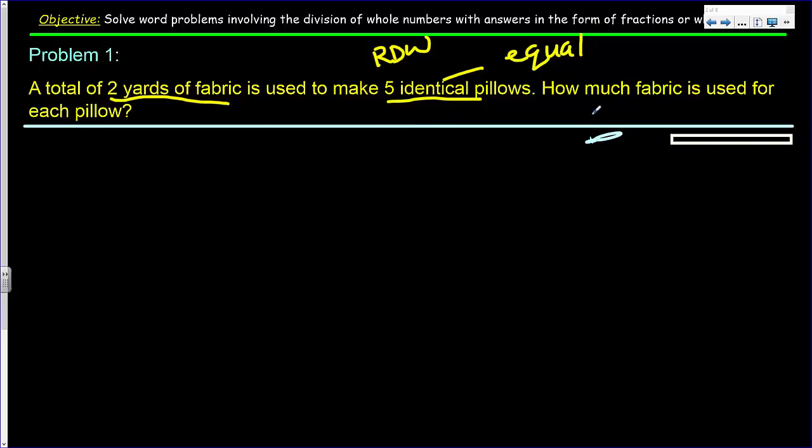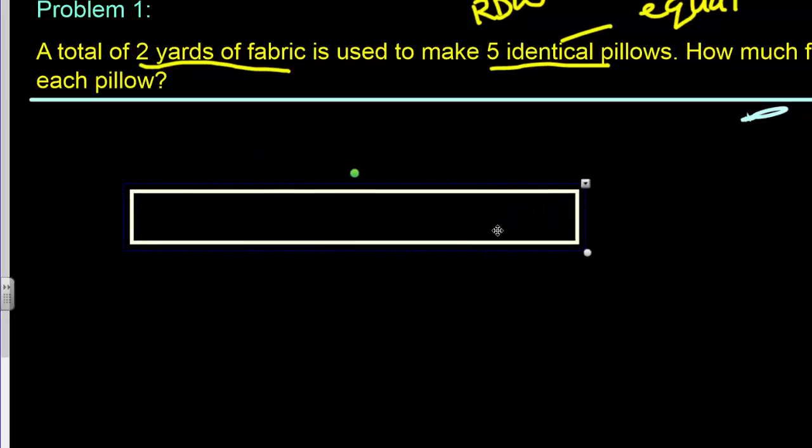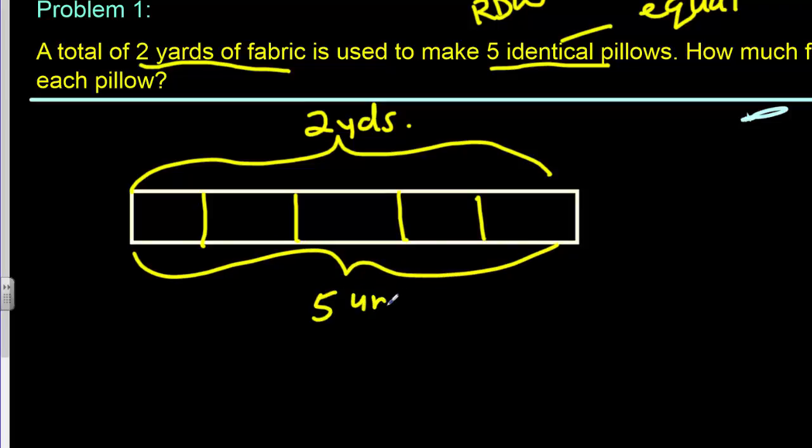Finally, our question, what we don't know and what we're trying to find out, is how much fabric is used for each pillow. This is important. Taking out the tape diagram, it starts with that modeling of the problem. If I have a total of 2 yards of fabric, I'm going to put that right up here. I'm modeling this whole tape diagram as all the fabric I have. We have 5 identical pillows, so I can say that this entire thing is 5 units altogether. And 5 units, of course, is going to equal the 2 yards, because that's the whole thing.